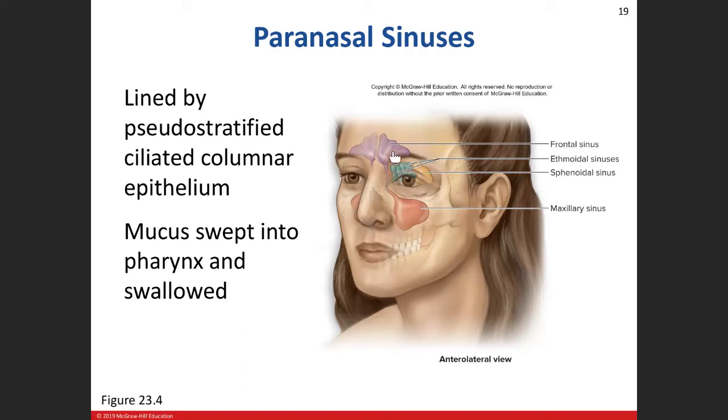So here you can see on this picture, we've got our frontal sinuses, and then our maxillary sinuses. The ethmoidal and the sphenoidal sinuses are more posterior but lateral to the eyes there. But keep in mind, the epithelium that we're dealing with in these areas is the same type of epithelium that's in the nasal cavity, pseudostratified ciliated columnar epithelium.